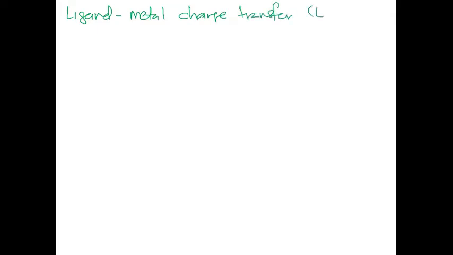So this is LMCT, ligand to metal charge transfer. So the characterizations for the metal, kita tukar color lain sikit. Okay, so the characterization for the metal is the metal has a high oxidation state.